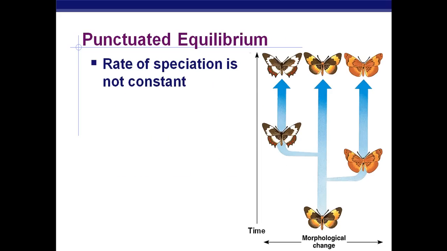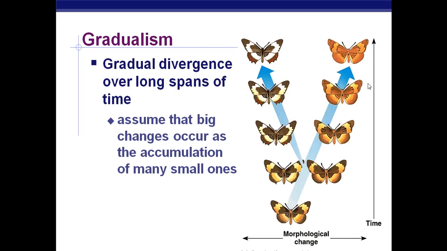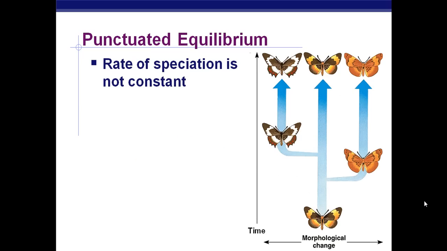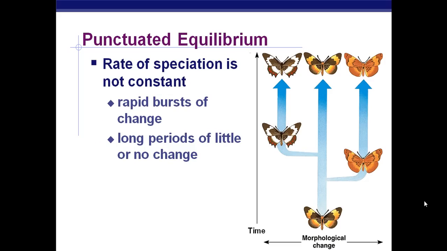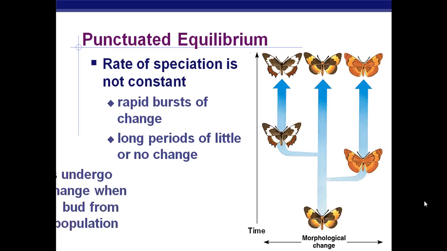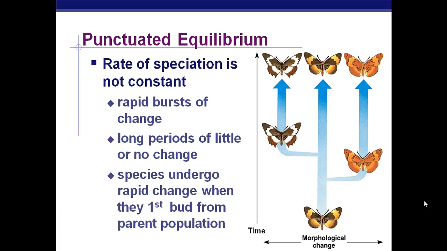Now with the punctuated equilibrium model, the rate of speciation is not so constant. So if we back up a second, you can see that this basically is assuming kind of a constant rate of change. So you can get rapid bursts of change and long periods of little or no change. Basically, species undergo rapid change when they first bud off from a parent population and then maybe undergo no change or little change over long periods of time. So punctuated equilibrium has long periods of stasis followed by periods of punctuation where you have lots of speciation events, and then more static, if you will, and then so on.